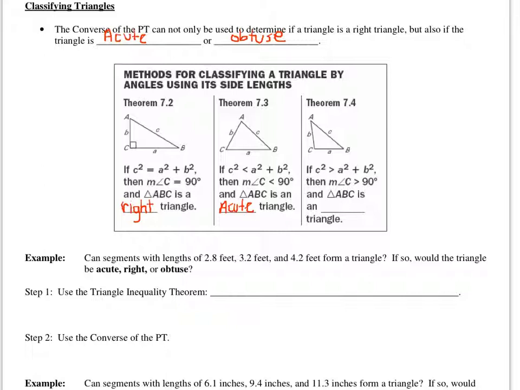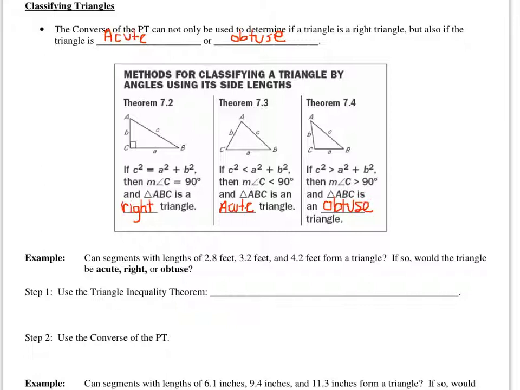And then the last one here, if c squared is bigger, so our hypotenuse squared is bigger than the sum of our legs squared, then the measure of angle C must be greater than 90. So triangle ABC is an obtuse triangle. And I think this is really pretty easy to remember.